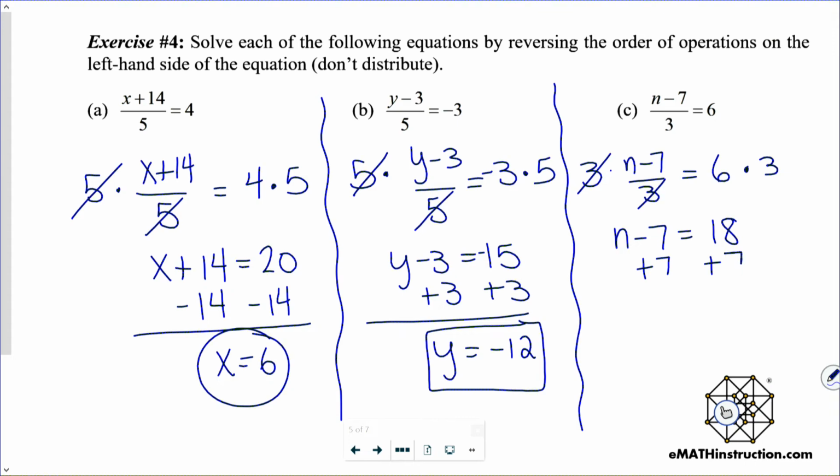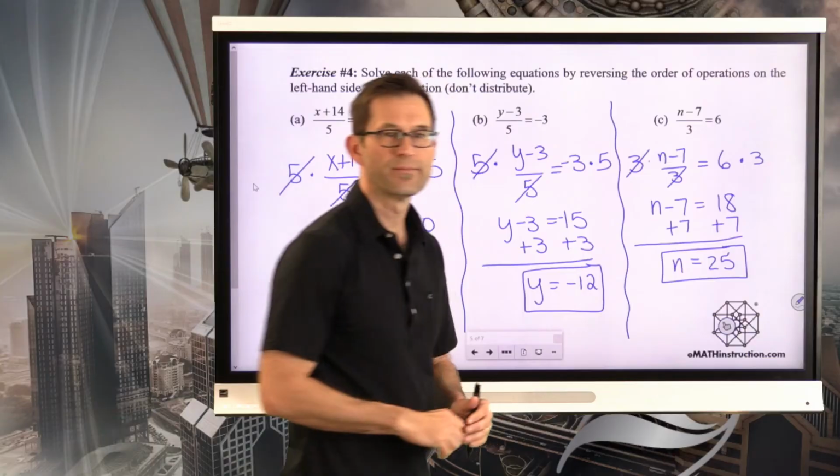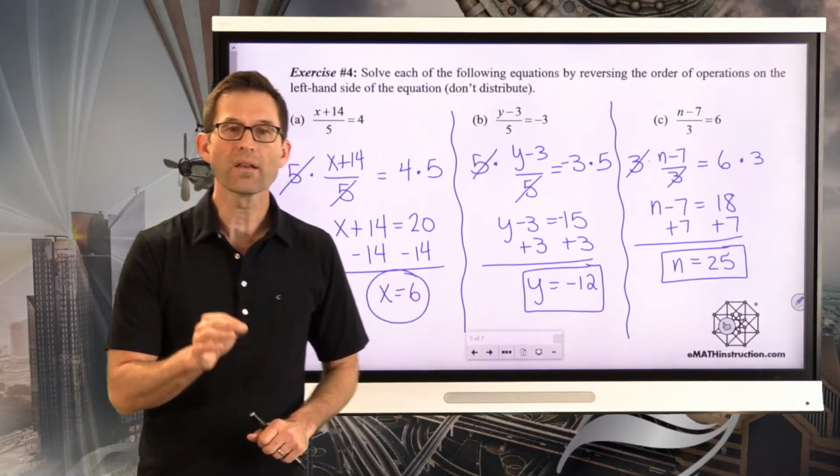Add 7 to both sides. Nothing really tricky here. And n will be 25. All right, so we recognize the structure.